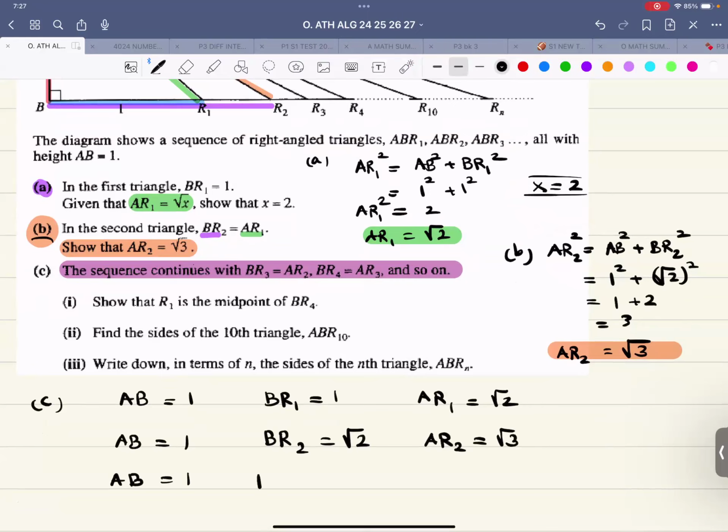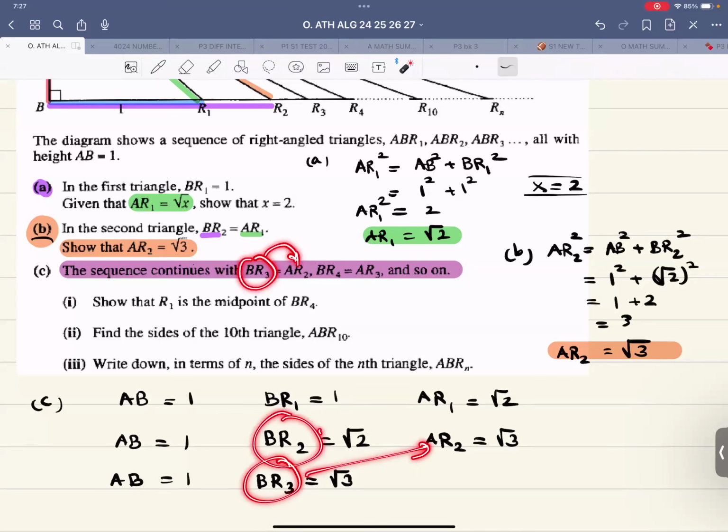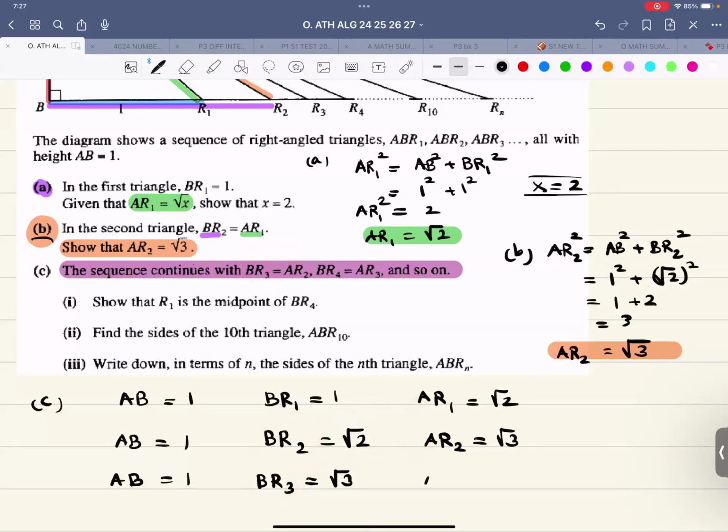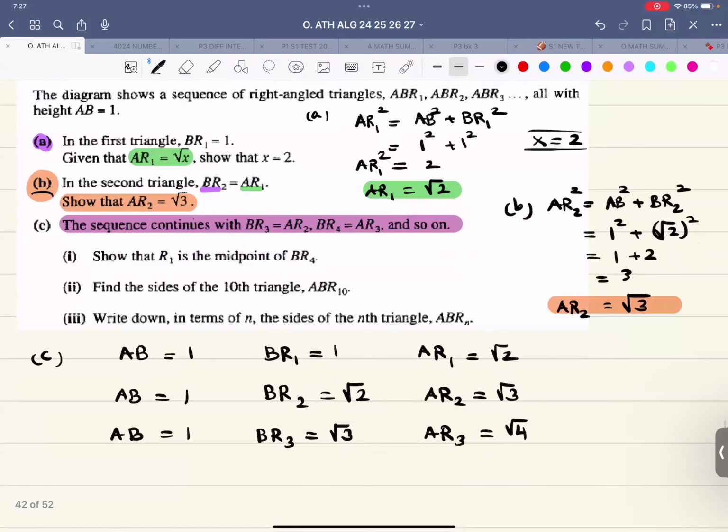Similarly, BR3, this is root 3. So BR3 is AR2. Now look over here. BR2 is AR1. BR3 is AR2. That is the pattern that's going on over here. So therefore, AR3 is root 4, and root 4 is the same thing as 2.